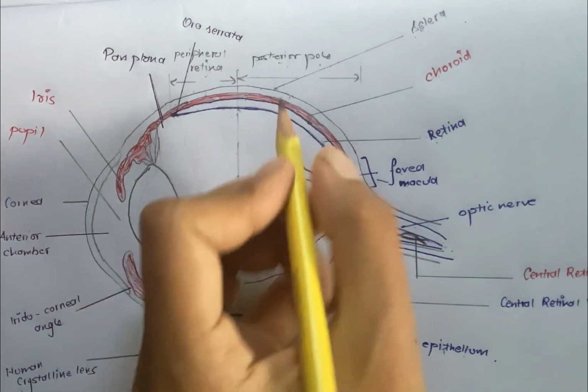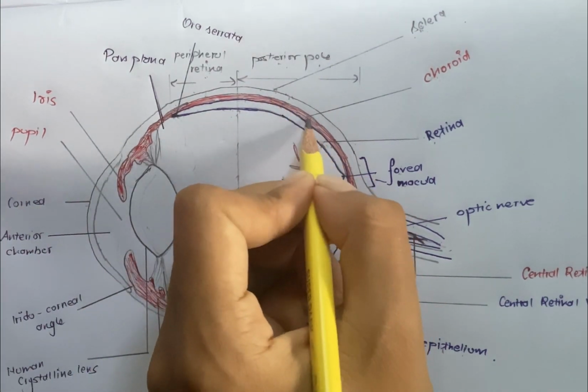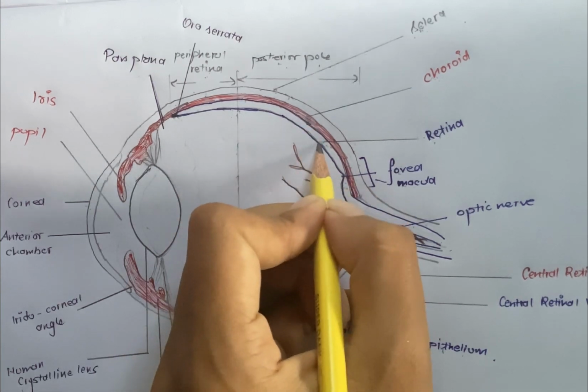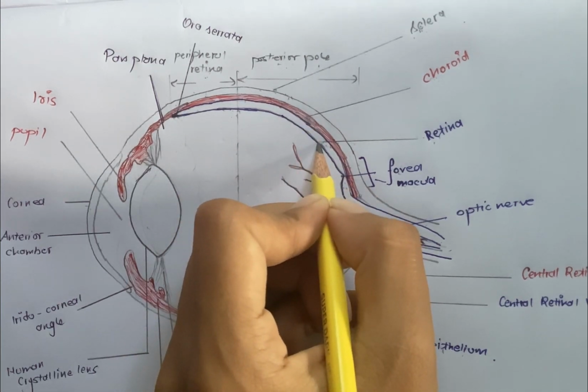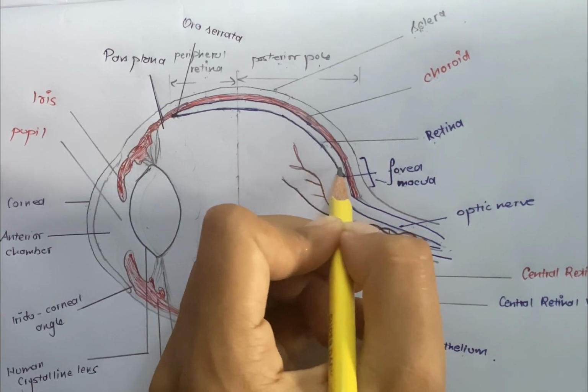As we all know, the outermost layer is the sclera, and then there is the choroid, which is the vascular layer of the eyeball, and the innermost layer of the eyeball is the retina. It is the highly developed tissue of the eye, and it is thin, delicate and transparent.